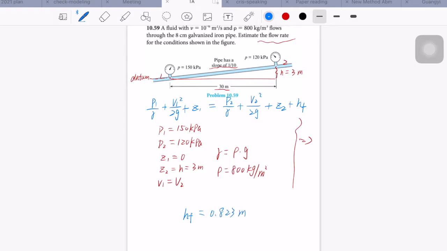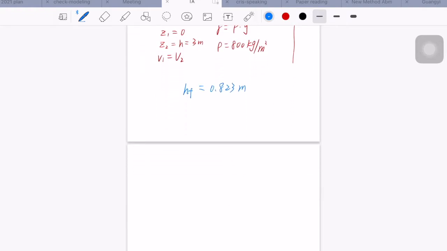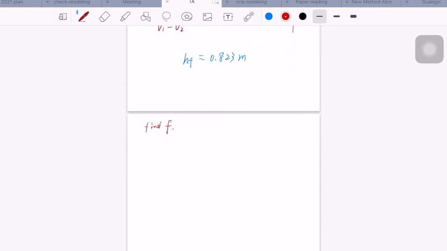0.823 meters. And then we need to find the resistance coefficient, the F. To find the F, we need to compute the parameter. This parameter is D to the power of 3/2 divided by the nu times the root of 2G times HF over the L.